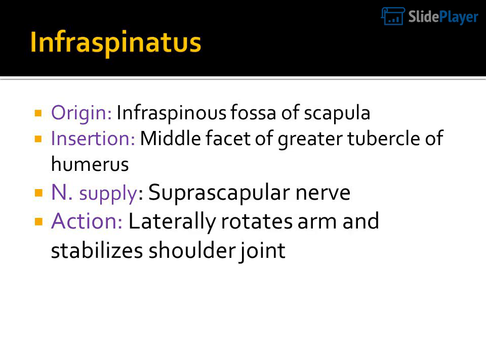Infraspinatus, end supply: suprascapular nerve. Origin: infraspinous fossa of scapula. Insertion: middle facet of greater tubercle of humerus. End supply: suprascapular nerve. Action: laterally rotates arm and stabilizes shoulder joint.